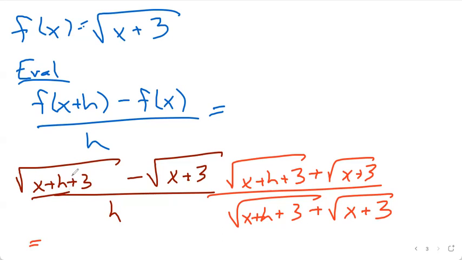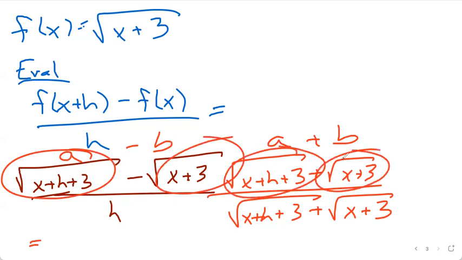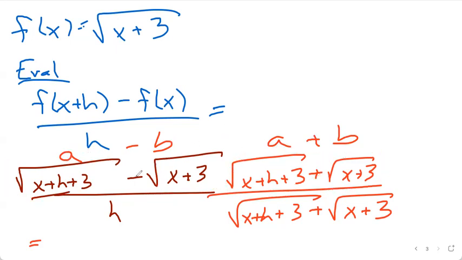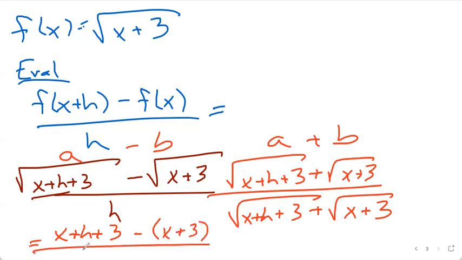So the first term squared, because ultimately this is like saying a minus b times a plus b. And when you multiply those together, you get a squared minus b squared. So it's the first term squared. So square root squared is itself, minus the second term squared. Be careful, because you're going to have to distribute that negative, all over h times the square root of x plus h plus 3 plus the square root of x plus 3.